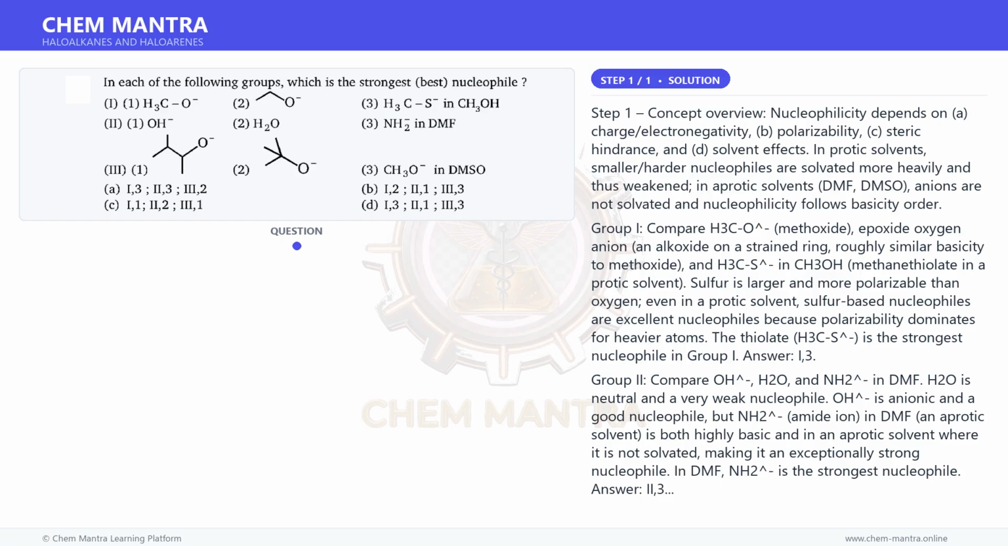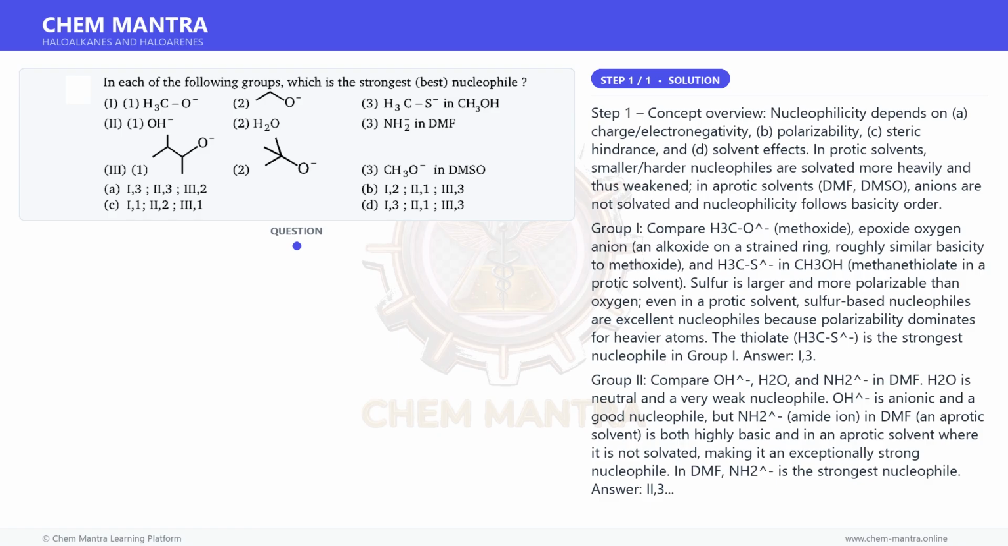Step 1. Concept overview. Nucleophilicity depends on: A. Charge, electronegativity; B. Polarizability; C. Steric hindrance; and D. Solvent effects. In protic solvents, smaller, harder nucleophiles are solvated more heavily and thus weakened. In aprotic solvents, DMF, DMSO, anions are not solvated and nucleophilicity follows basicity order.